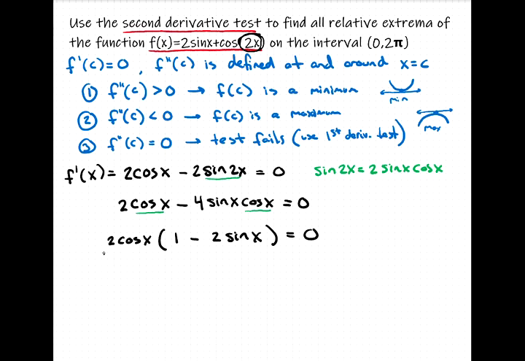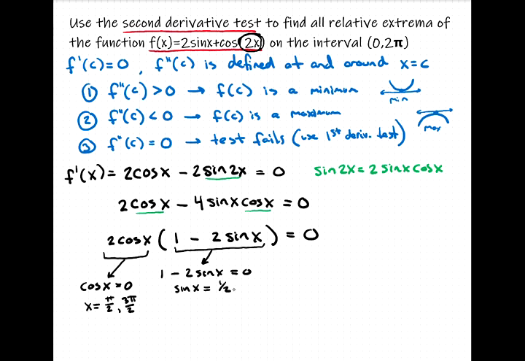Okay, great. So now that it's in factored form, this first factor, 2 cosine of x is equal to 0, and cosine of x equals 0 when x is equal to, well, when is the cosine function equal to 0? Well, that's at pi over 2 and 3 pi over 2. And then 1 minus 2 sine of x equal to 0. Well, if we solve for the sine of x, we'll have when is the sine of x equal to 1/2, and that happens when x is equal to pi over 6 or 5 pi over 6.